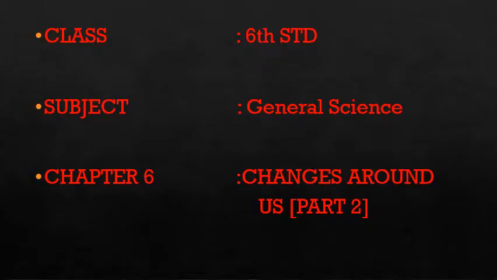The following video is for class 6, subject General Science, chapter 6, Changes Around Us, part 2. Now mainly in part 1 of this lesson, we learned about the different kinds of changes that can happen, which are the changes that can be reversed and which cannot be reversed. Let's continue with the lesson.